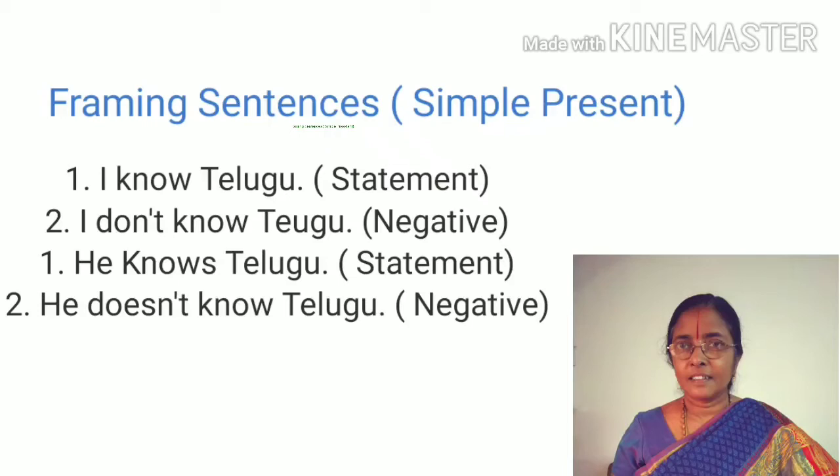Come to the next one. He knows Telugu. Here, what is subject there? He is subject. What is object? Telugu. What is verb? Knows. See here, the subject is in third person singular. So, we have to add s to the verb. Similarly, we don't have auxiliary verb there, so we have to introduce auxiliary verb do, and since s is added to the main verb in knows, we have to use does in negative form. He doesn't know Telugu. Again we should not say he doesn't knows, that is wrong. He doesn't know Telugu. There we have to remove s in the main verb while making negative form.